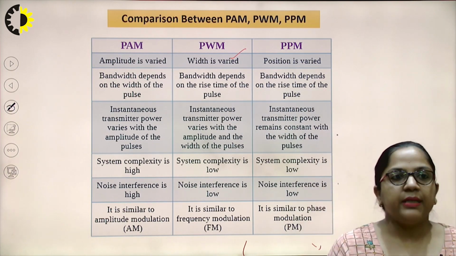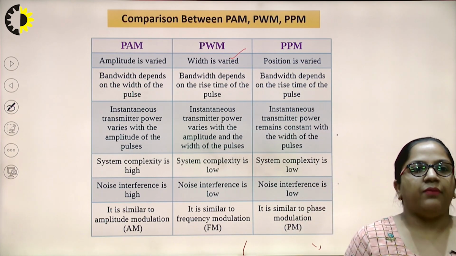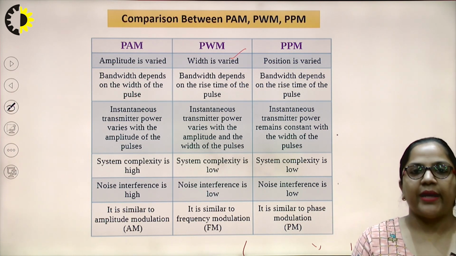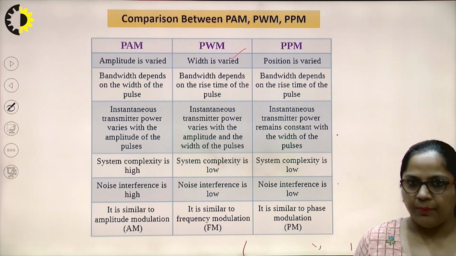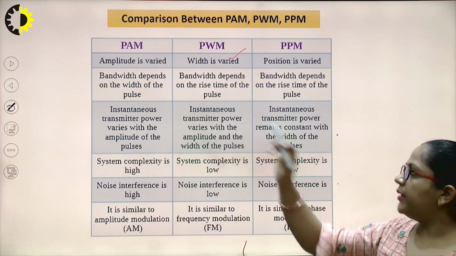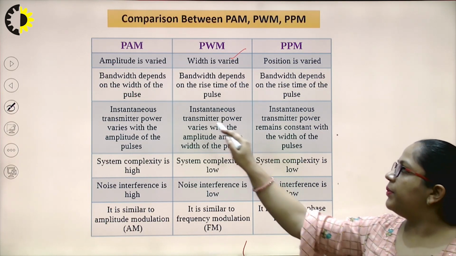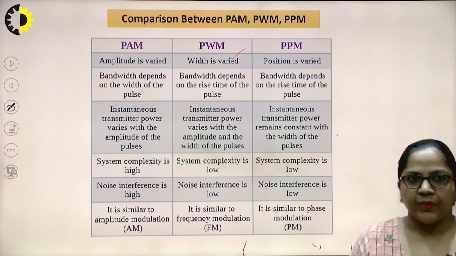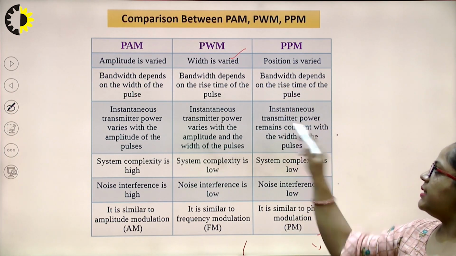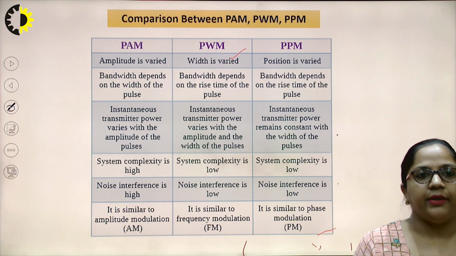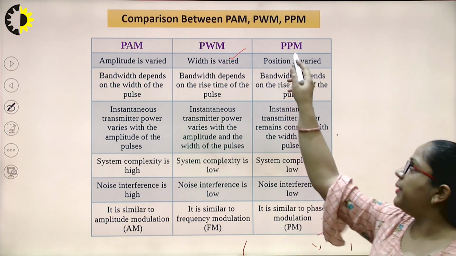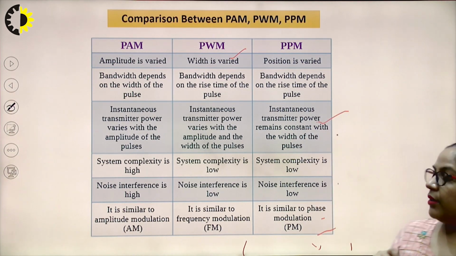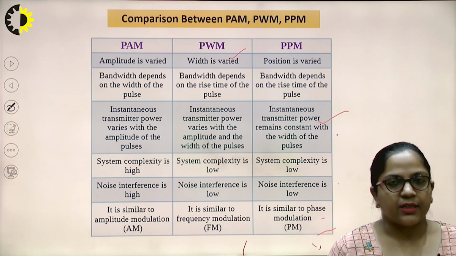In case of pulse amplitude modulation, the transmitted power varies according to the variation in the amplitude of the modulated signal, while in case of PWM, we require variable transmitted power as the width of the pulse used to vary. In case of PPM, the instantaneous transmitted power remains constant with the width of the pulses. In case of PPM, the amplitude as well as width of the pulse will remain constant. So we require a constant transmission power.